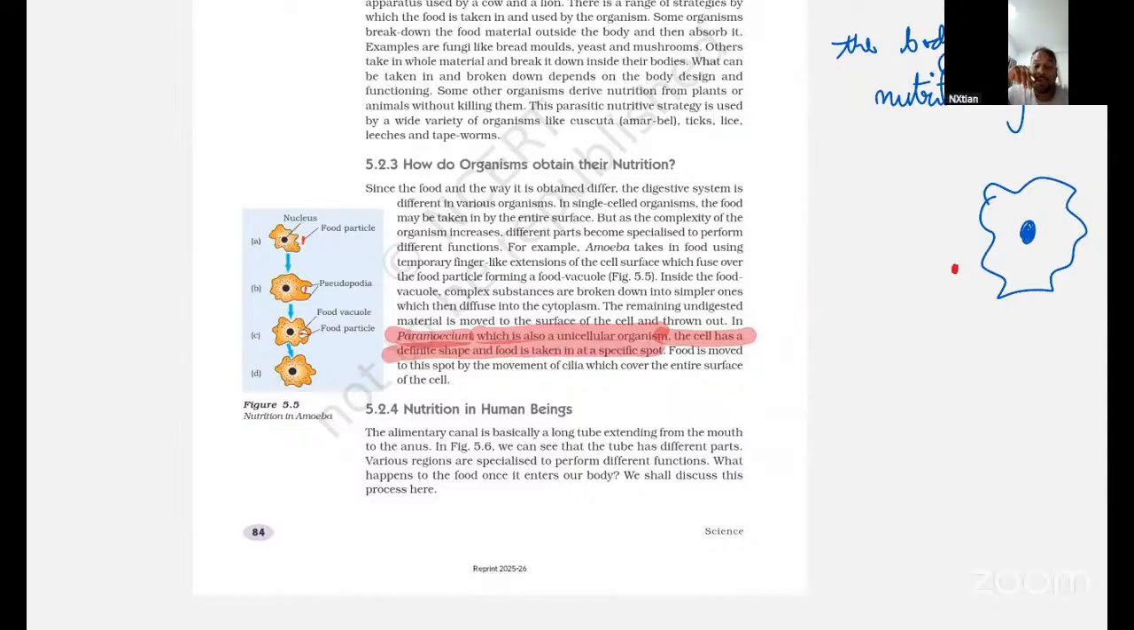Now, why did I tell you to underline this? They can ask you the question: which unicellular organism has a specific spot for food intake? So what will you write? You will write paramecium. Are you getting this, Godwin, or are you in dreamland? Sir, I'm getting it. Okay, perfect.